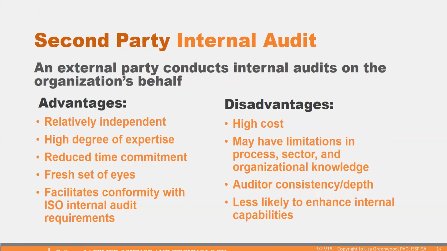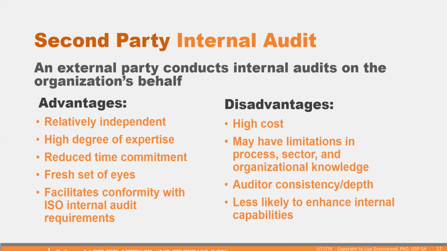A second-party internal audit involves contracting with a qualified external party to conduct the organization's internal audits, and that provides for freedom from responsibility for the activity being audited, a high degree of expertise in environmental management, in ISO 14001 requirements, and management system auditing, as well as a fresh look at the status of the EMS. And in addition, that can reduce the time commitment for at least some of the in-house personnel in relation to the audit. But on the other hand, the cost can be very high.